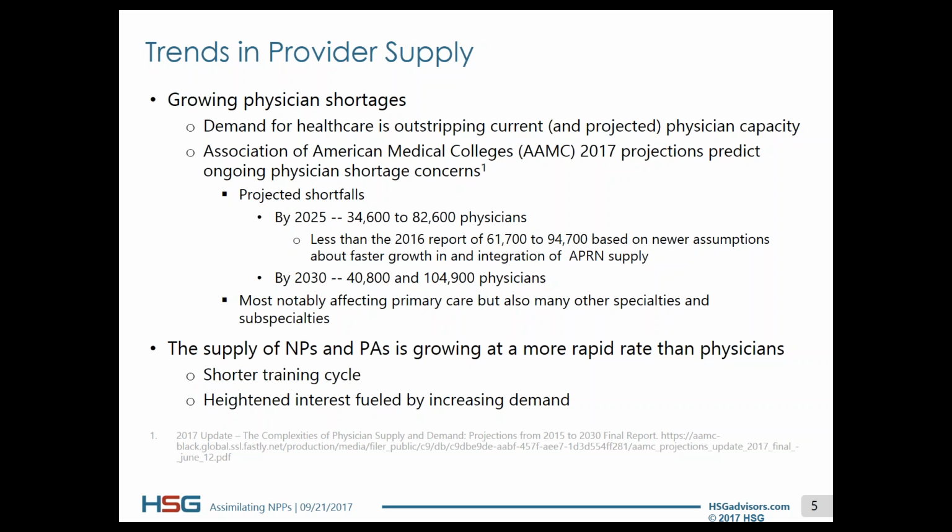These numbers are actually attenuated a bit based on incorporation of assumptions that APRNs and PAs will be assimilated into the care delivery model and attenuate the shortage. So these numbers actually presuppose that some of the shortage will be met by assimilation of the NPPs in practices. A lot of the data would indicate the primary care will be affected more than other specialties, but specialties and subspecialties across the board will be impacted by the shortage.